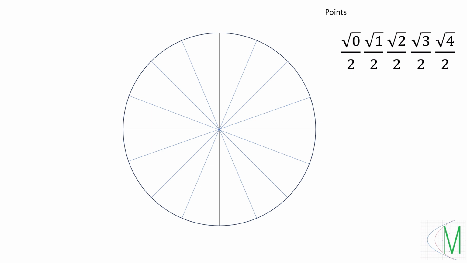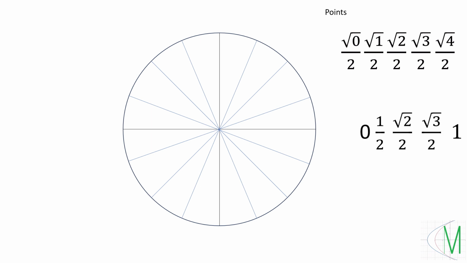Okay, now the reason I did that is because it just makes it easier to remember what the points are. But you would never really write down square root of 0 over 2 or square root of 1 over 2. So we're going to go through and simplify these. So to simplify these, square root of 0 is 0, over 2 is 0. Square root of 1 is 1, over 2 is a half. Square root of 2 over 2 can't simplify. Square root of 3 over 2 can't simplify. Square root of 4 is 2. 2 over 2 is 1.